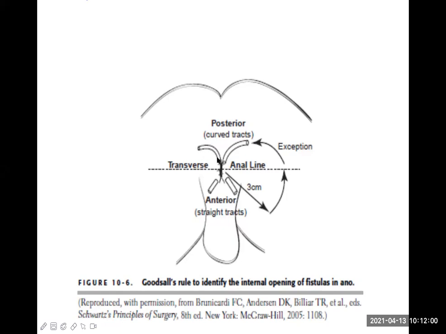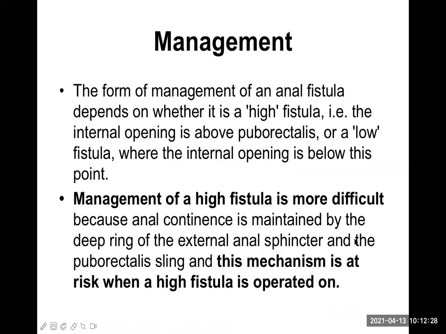You can clearly see here. So let me repeat again. For a fistula tract where the external opening is anterior to the anus, it tends to be a straighter type of fistula, whereas if the external opening is posterior to the anus, then the fistula tracts tend to be of the curved type or a complicated type of fistula. So this is known as Goodsall's rule.